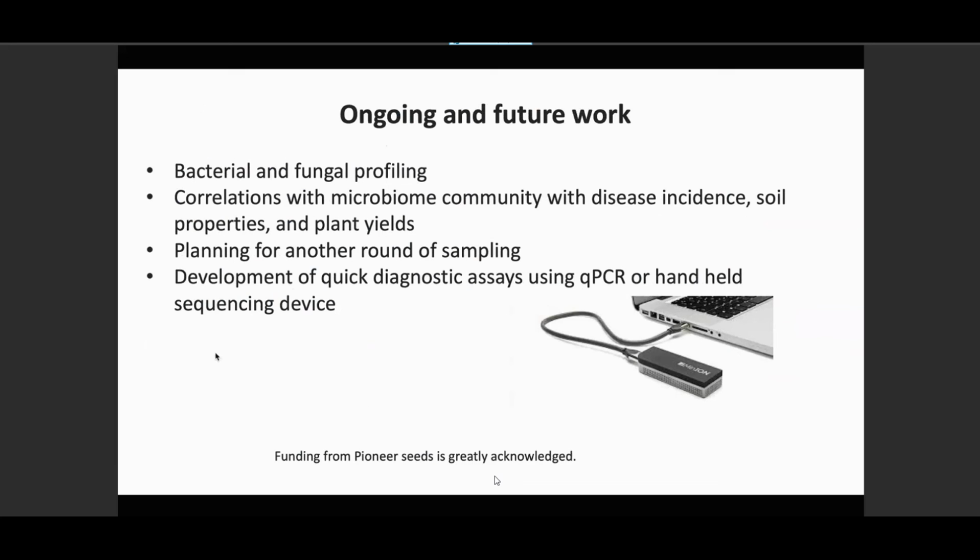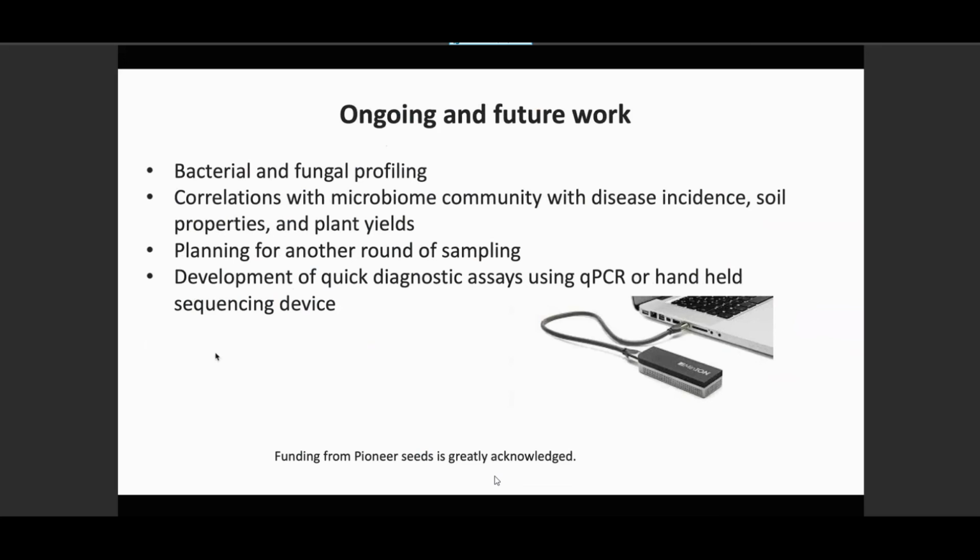So moving forward, we are still characterizing the bacterial and fungal communities from the soil samples we collected before. Once we are done with this, we will be correlating the microbial community structure with the disease incidence, soil properties and plant yield in order to find the indicators of disease incidence or the indicators of soil health. We are planning another round of sampling, and this we propose to do at the time of planting.